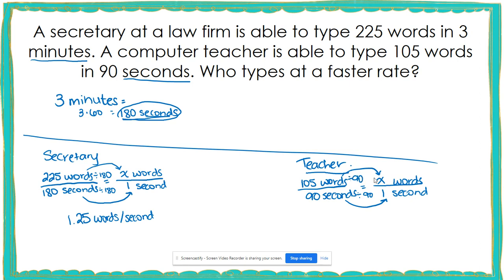When I do 105 divided by 90, I notice that I actually get a repeating decimal. I get 1.1 and then 6 that repeats. So I can use my bar to show that the 6 repeats. So the teacher types approximately 1.16 repeating words per second. Now, when I look at which person types fastest, I know that 1.25 is faster than 1.16. So that means that the secretary types at a faster rate.